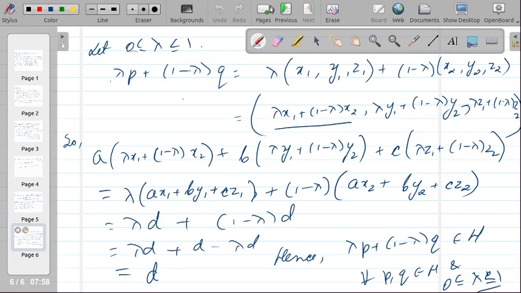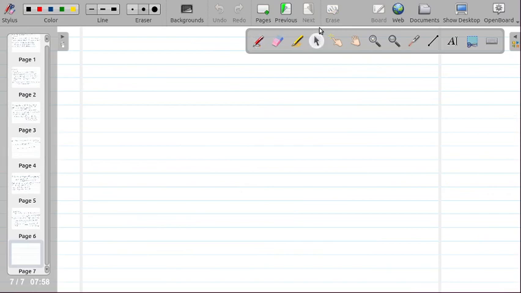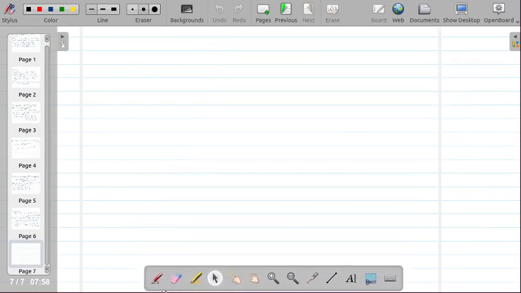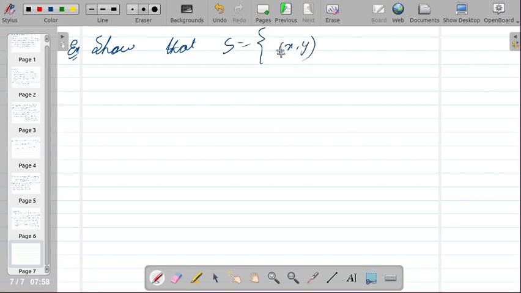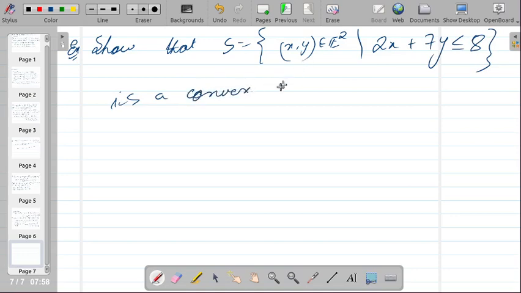Let us see the next one. Say another exercise. Let us try. Exercise: show that this set, say S equal to the set of all x y in E square that satisfy twice x plus 7 y less than or equal to 8, is a convex set.